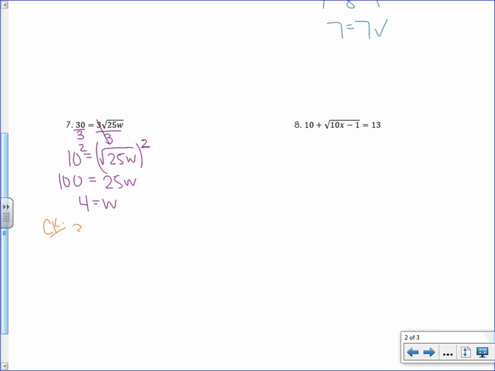I can check in the original, so 30 is equal to 3 times the square root of 25 times 4. 30 is equal to 3 times the square root of 100. So 30 is equal to 3 times 10, and 30 is equal to 30. Woohoo!